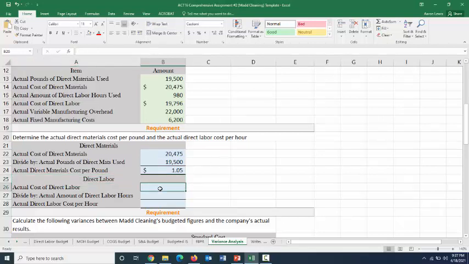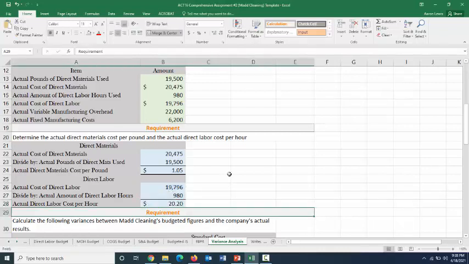For direct labor, our actual cost of direct labor was $19,796. Our direct laborers actually worked 980 hours during the period. So if we paid $19,796 to our employees to work 980 hours, and we divide 19,796 by 980, we determine that we actually paid our employees on average about $20.20 per hour.